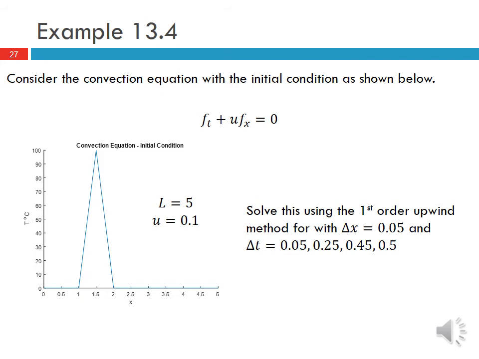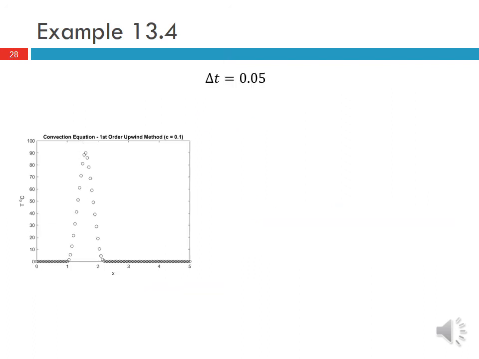So let's look at the same example, considering the convection equation with the same initial condition as the previous example, and we want to solve this using the first order upwind method for delta x as 0.05 and various values of delta t to look at different convection numbers. So this is the result for the convection equation using C is equal to 0.1. And you can see that we get this propagation of the initial curve. It does have some smearing out and some change in amplitude and some rounding of the curve here.